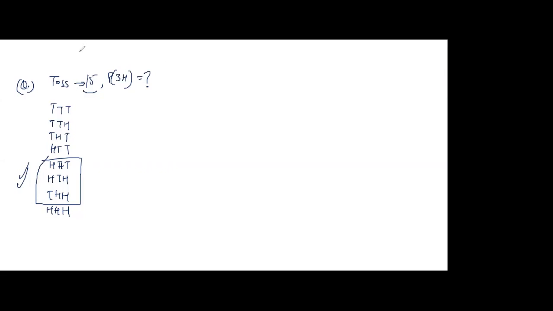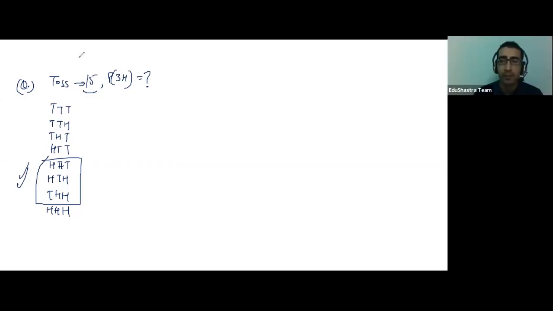Okay. Let me ask you the same question with a slight change. Let's say the probability of getting a head. Now we are not using an unbiased coin. We are using a biased coin. Let's say the probability of getting a head in this coin is 1 by 3, and the probability of getting tail is the remaining 2 by 3. Okay. Would your answer still be the same over here?